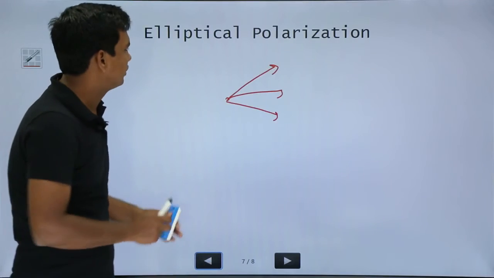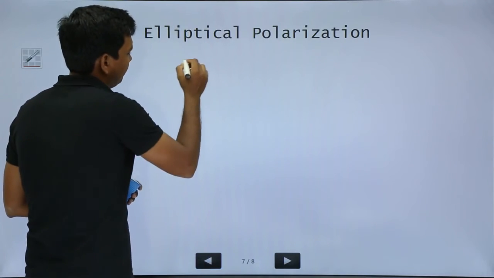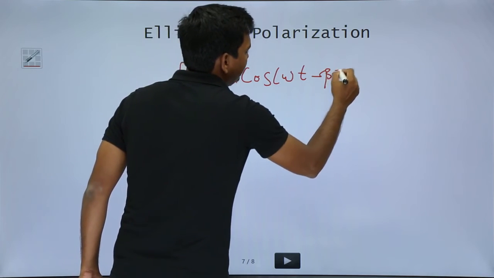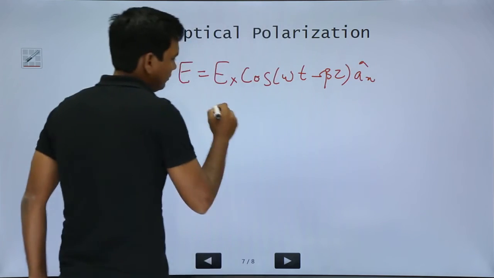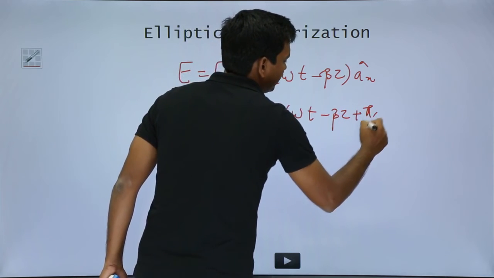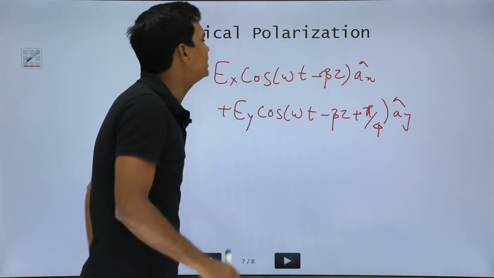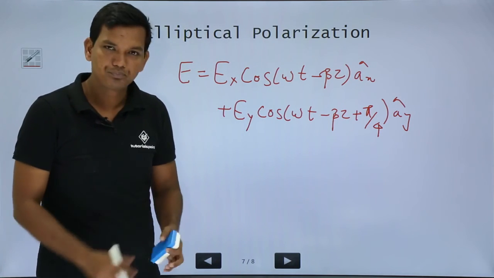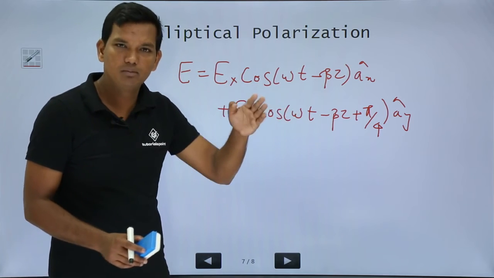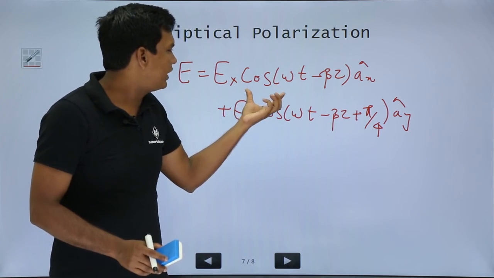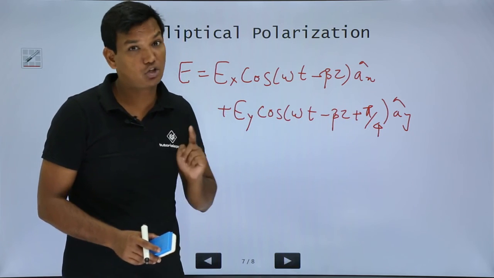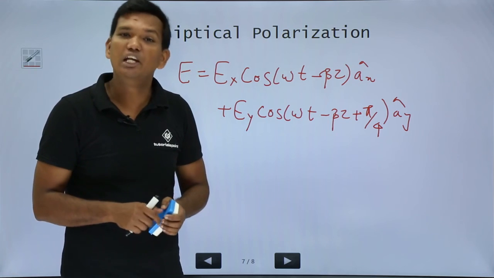If I want to write the equation for the elliptical polarization, it will look something like this. E would be Ex cos(omega t minus beta z) Ax cap plus Ey cos(omega t minus beta z plus pi by 4). This is one of the equations which satisfies elliptical polarization. Again I have two components. It is not inclined only along the x axis or only along the y axis, it is inclined to both x and y at some arbitrary angle. One component is along the x axis, another component is along the y axis. The components have a phase difference of 45 degree in this case. It is not 90 degree. So this is the case which we call elliptical polarization.